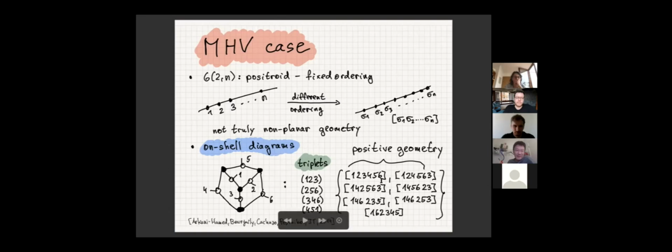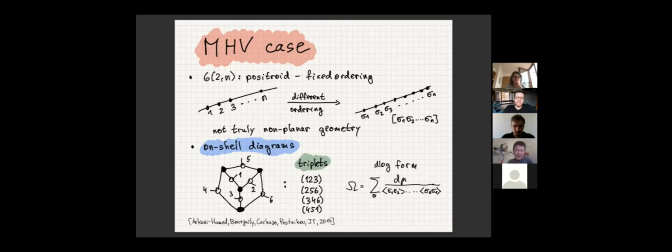That specifies some set of these positroids, and the positive geometry corresponding to the diagram is just the union of all these positive geometries of G plus 2 with a given ordering. So in this case, it would correspond to seven of these orderings, and then the canonical form would be just a sum of 7 Parke-Taylor factors corresponding to the given orderings. Yeah. So this is understood in general for MHV cases.